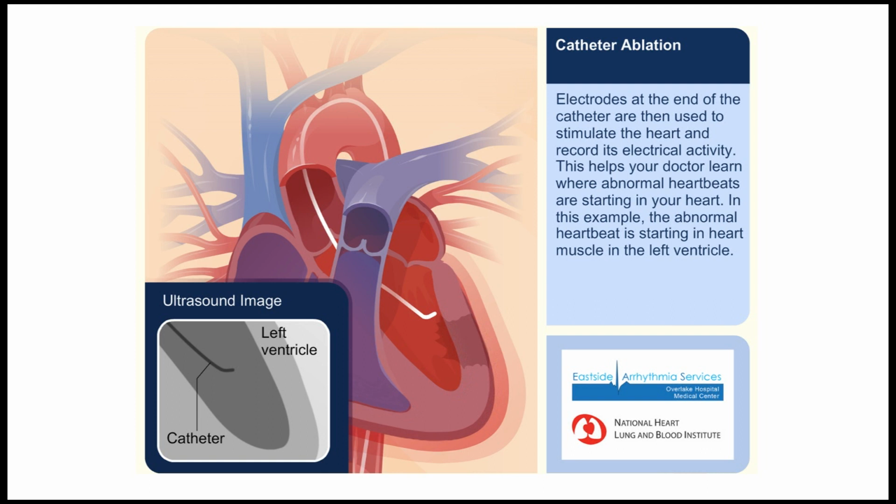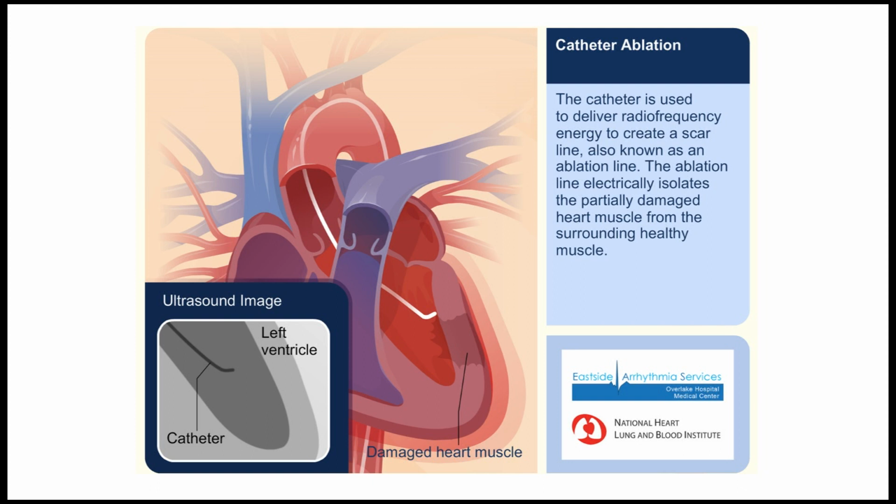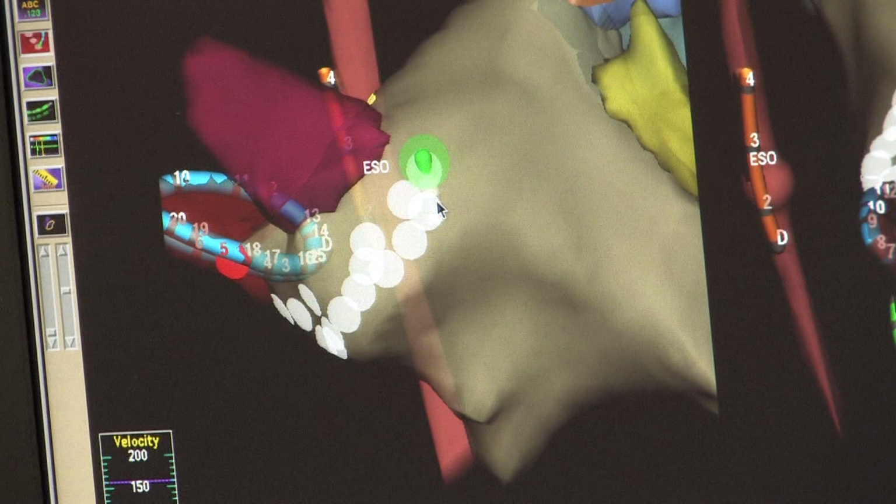A catheter is used to deliver radio frequency energy to create a scar line, also known as an ablation line. The ablation line electrically isolates the partially damaged heart muscle from the surrounding healthy muscle. Here, the ESI is tracking the ablation line with white dots.